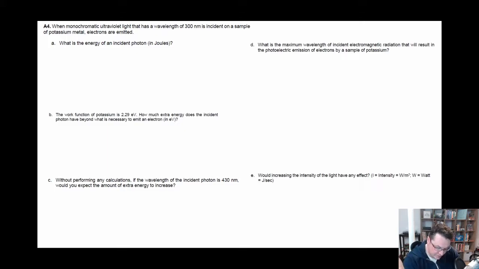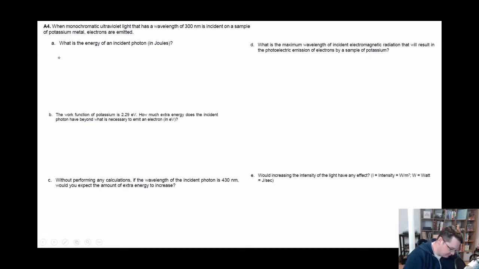So what is the energy of an incident photon in joules? The question is talking about hitting a sample of potassium metal with ultraviolet light of 300 nanometers. And so what we have to calculate now is how much energy is actually in that 300 nanometer photon that's hitting the thing. So the equation that we use is E is equal to hc over lambda.